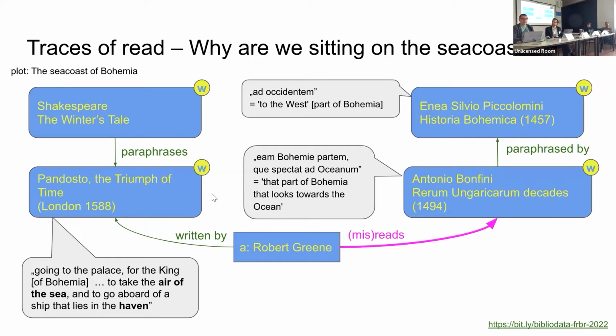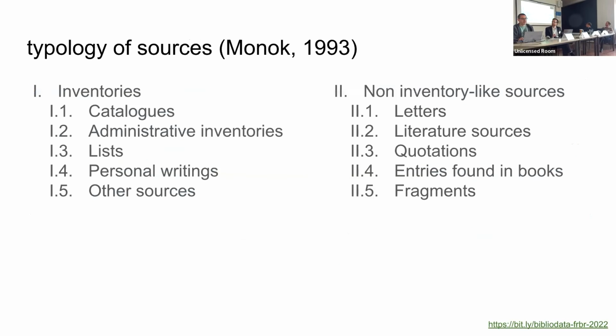So it's again paraphrases. Maybe we are not sure that Robert Greene read this, as again there are multiple hypotheses where this idea came from, but as far as I know, this is the only textual trace of reading, one type of source, philological or textual studies source.